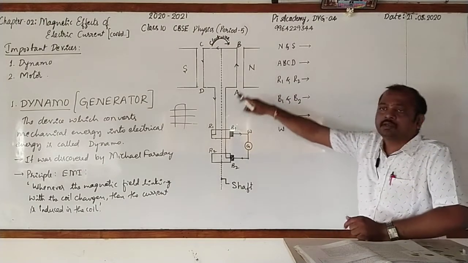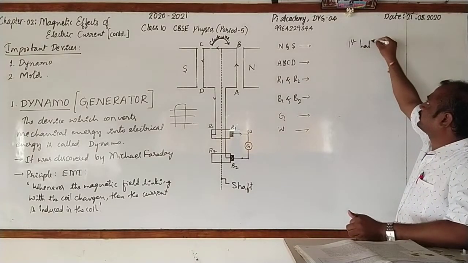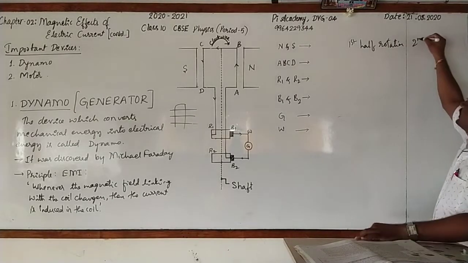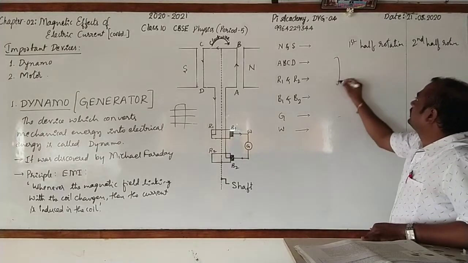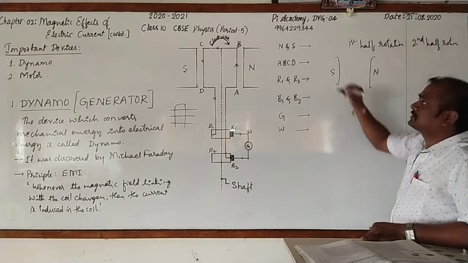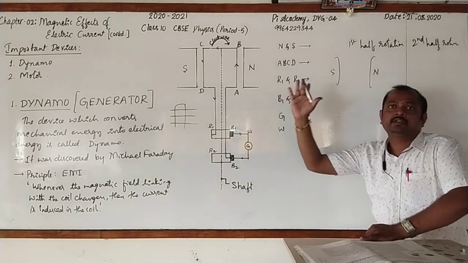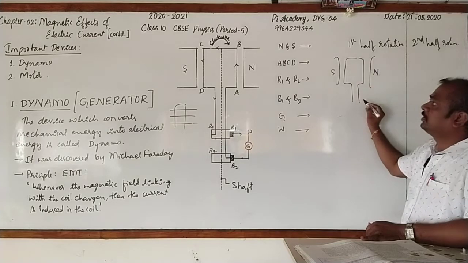Showing how the current will pass in both the cases during first half rotation and second half rotation. See that here this is north pole and this is south pole. The armature is made to rotate in the clockwise direction during first half. Look here.